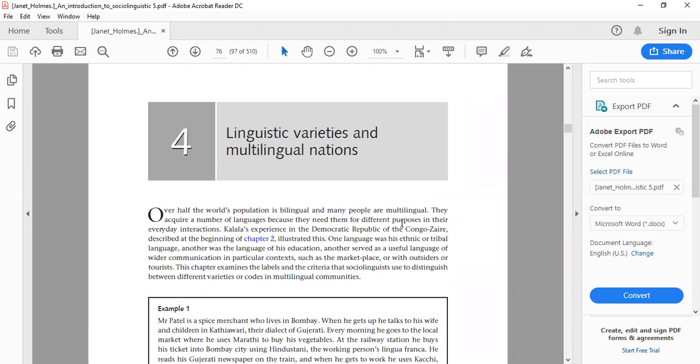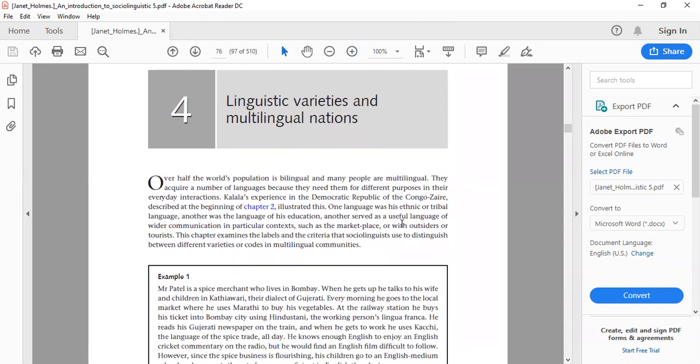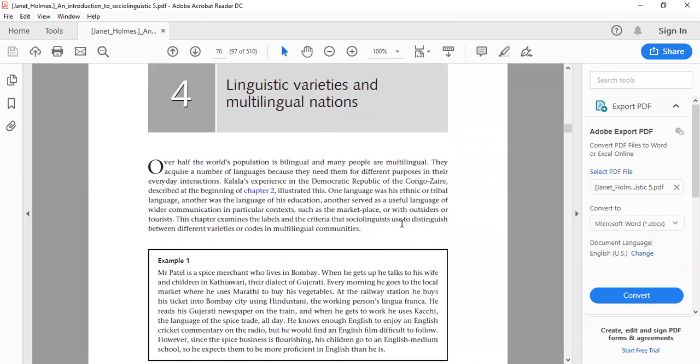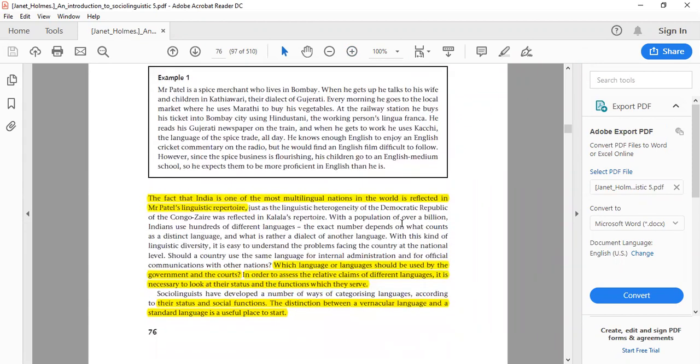Okay, linguistic varieties and multilingual nations. Today we are going to study about linguistic varieties and multilingual nations. We have already discussed linguistic repertoire, that is the languages that a person can speak. That is the part of their linguistic repertoire. It can be any variety, like for example, a few words that you know from a language and you cannot completely speak that language, but you can speak a little bit in that language. That is also the part of your linguistic repertoire.